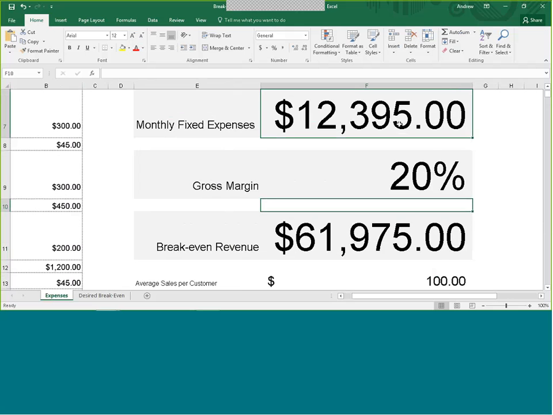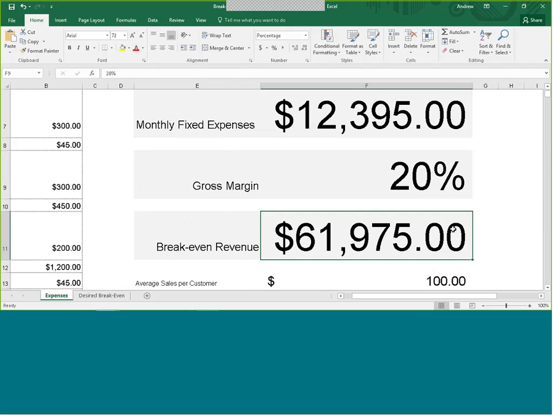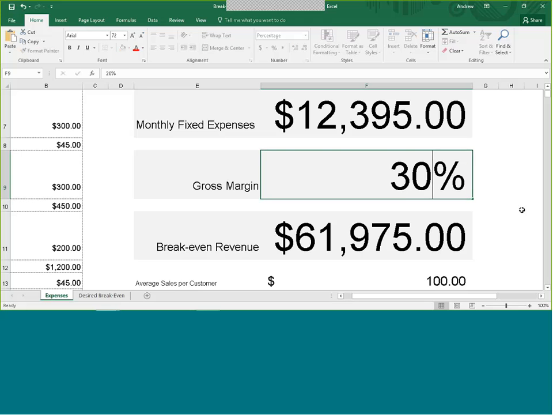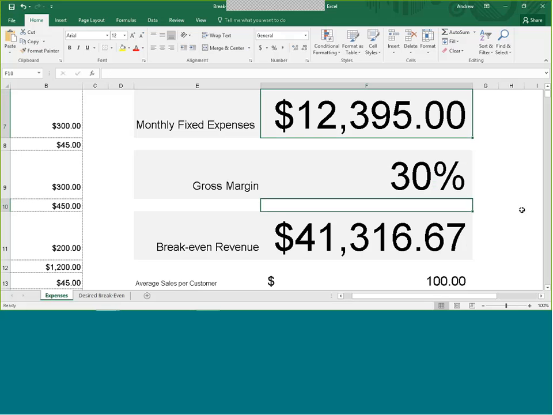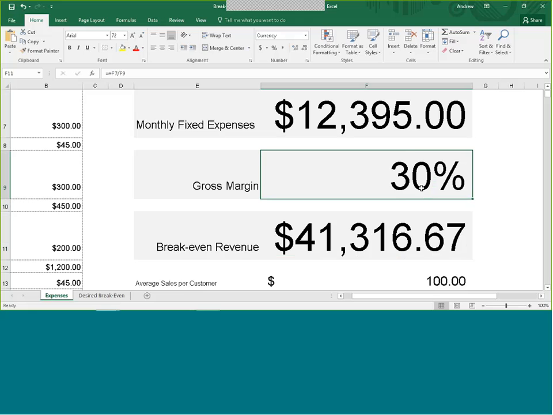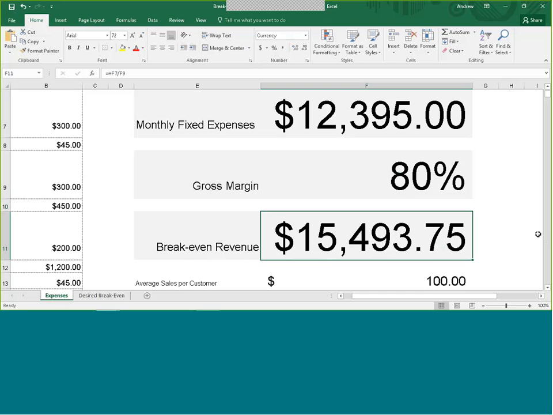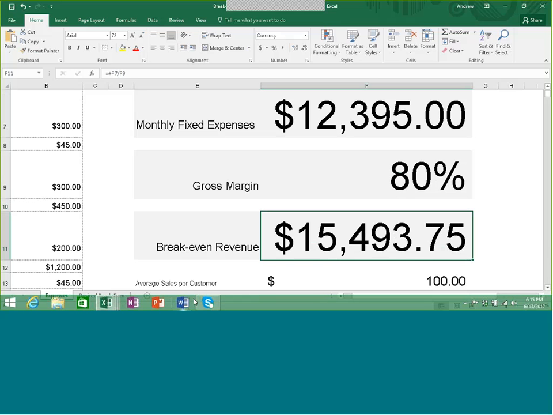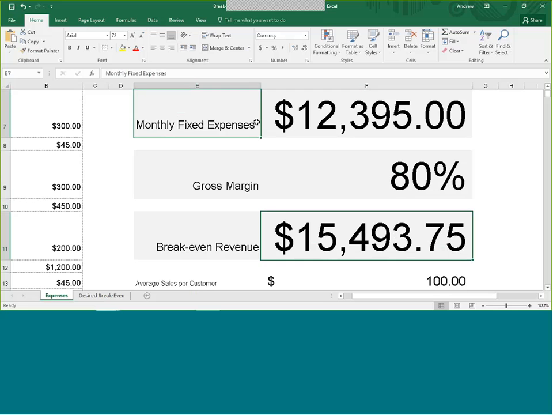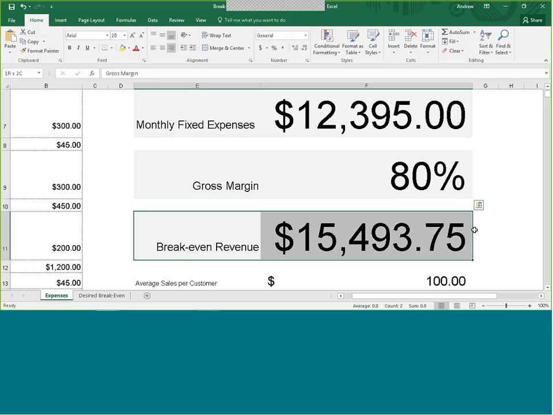Let's say my gross profit was 20%. I would take my fixed expenses and divide by my gross profit percentage of 20%, and that'll give me $61,000. If my gross profit is 30%, I will divide my fixed expenses by 30%, and it'll give me my break-even. If my gross profit is 80%, I'll divide by 80%, and that'll give me my break-even. Just like the formula I showed you early on, monthly fixed expenses divided by my gross profit percentage will give you a break-even revenue.